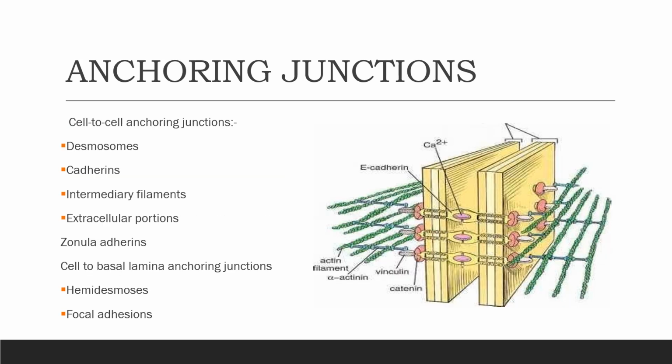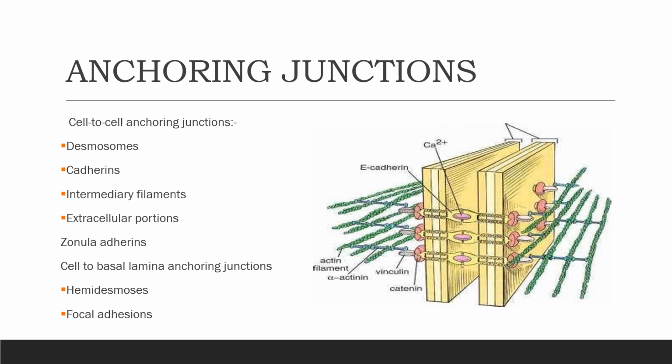Now we'll be learning about the anchoring junction. As I said previously, we have the cell-to-cell anchoring junctions and the cell-to-basal lamina anchoring junction. The cell-to-cell anchoring junction has something called desmosomes. As I showed in the previous slide, the desmosome is a junction characterized by the focal thickening of the two adjacent cell membranes.